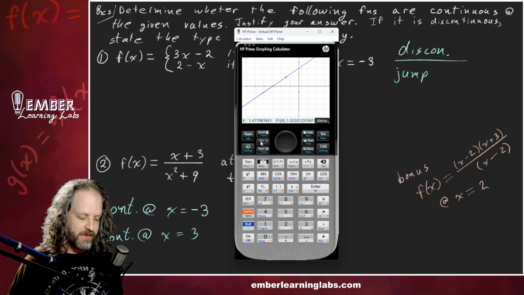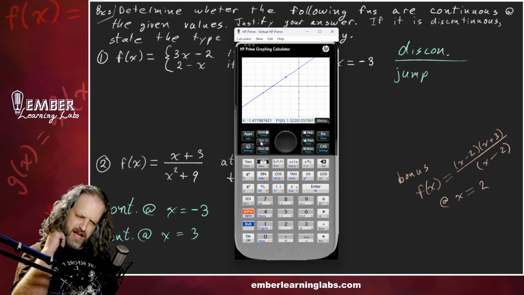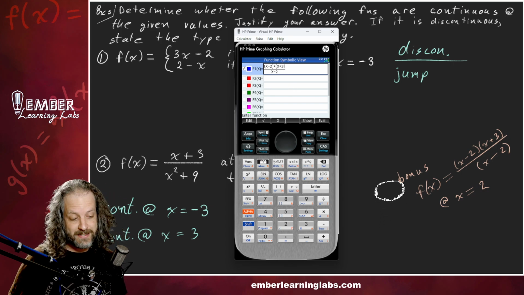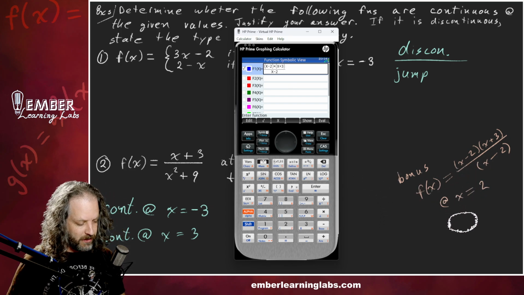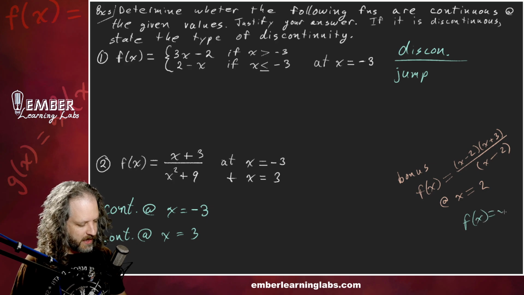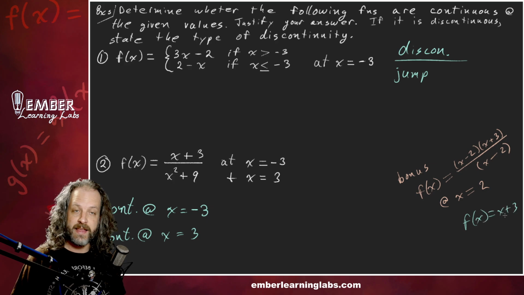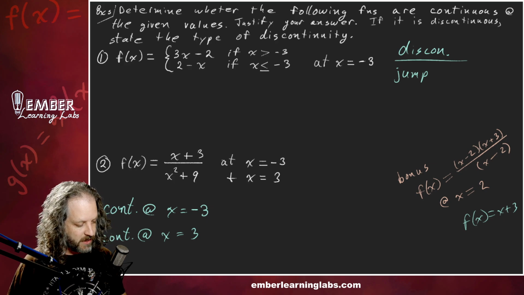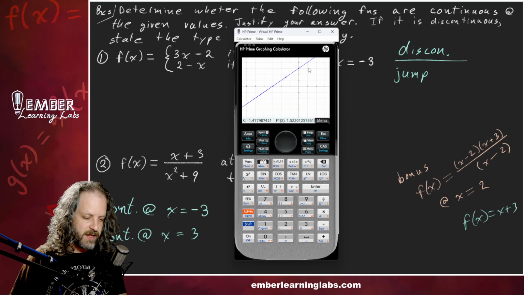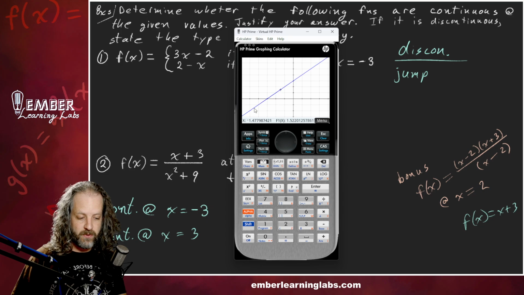So when we graph this, it's a straight line. It's a straight line, and the straight line is going to look like f of x equals x plus 3, because those would cancel and leave you with just that. So this is going to look like the straight line f of x equals x plus 3.